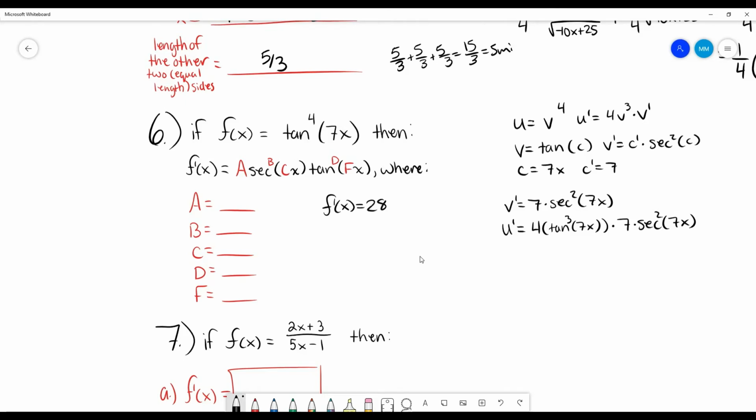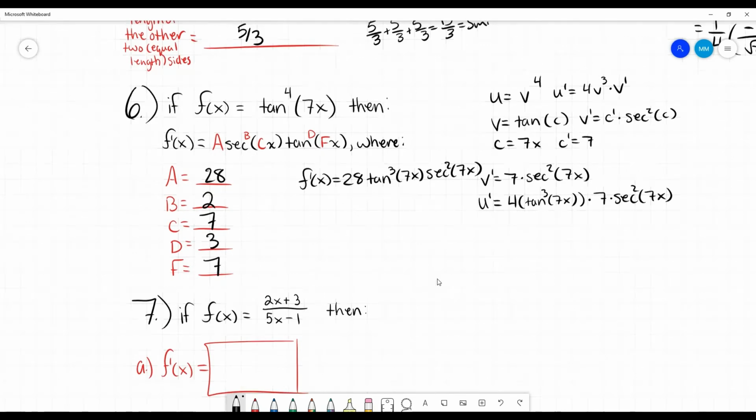We've got 28 tangent cubed 7x times secant squared 7x. Up here, they've just flipped around those, so that's not super important. We see that our A is pretty clearly 28. B is secant to the second. C is a 7, because it's a 7x inside. D is a 3, because it's tangent to the third. And F is another 7.